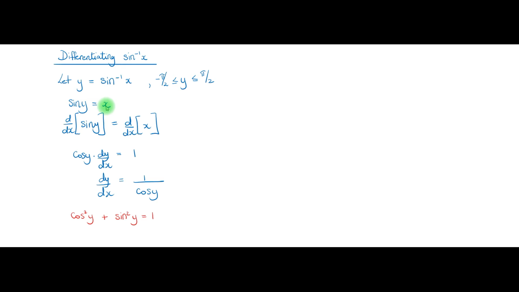And if I transpose, I get cos y is equal to the square root of 1 minus sine squared y. Now I'm only taking the positive square root because of where the y is defined. Y is in quadrants 1 and 4, and cos is positive in quadrants 1 and 4. So we know we're going to get the positive square root.